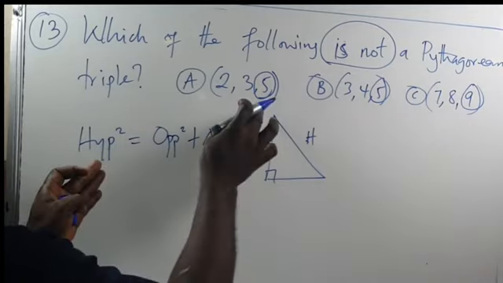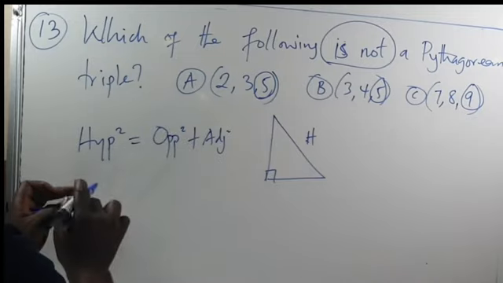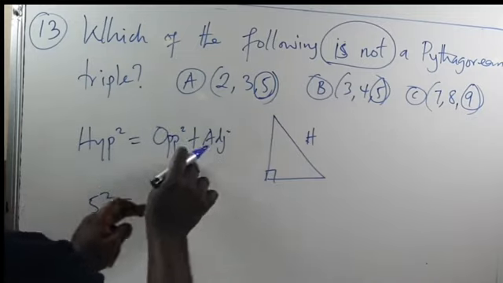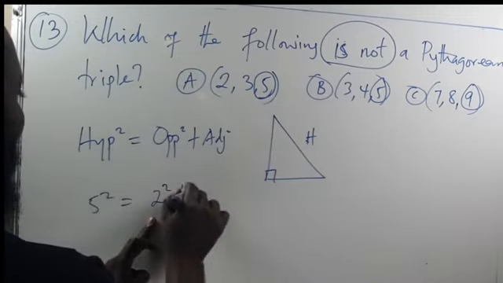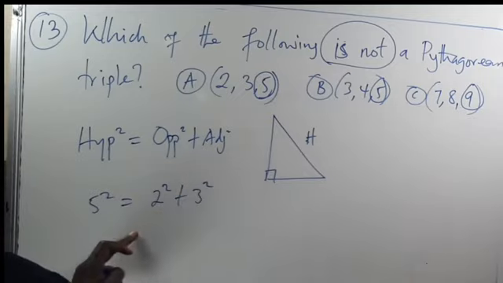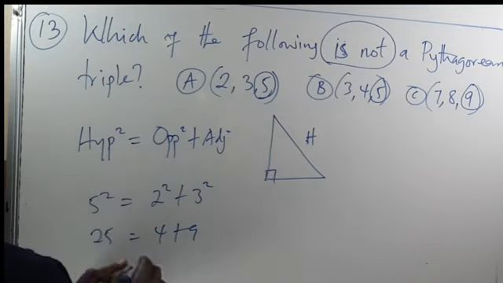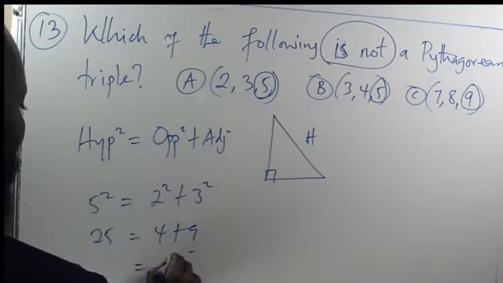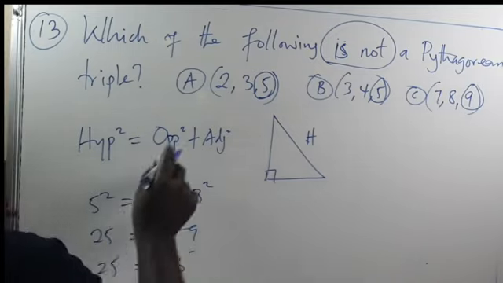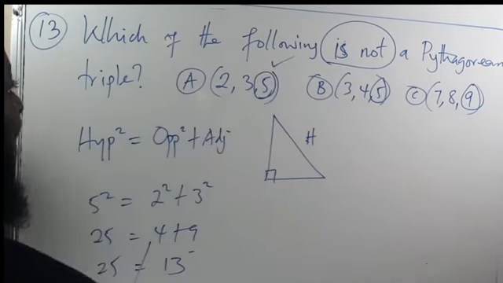So we'll put 5 as the hypotenuse. That will be 5 squared. Will it be equal to 2 squared plus 3 squared? We check. This gives 4, while this gives 9. This gives 25. The addition of these gives 13. Therefore, it is not. So this is part of our answer.